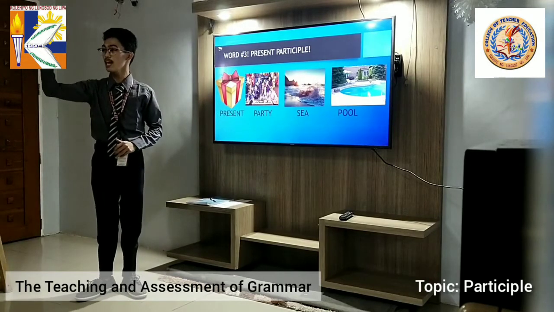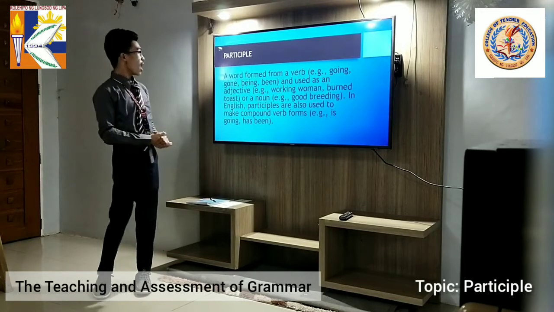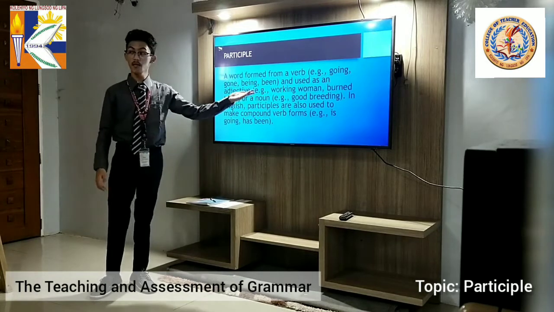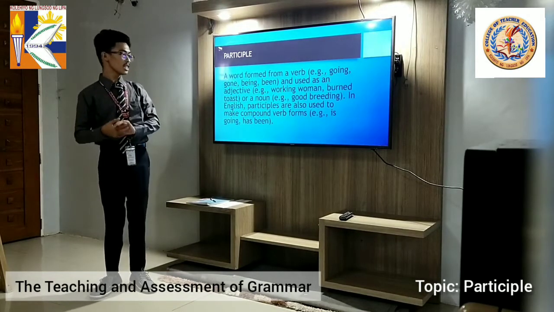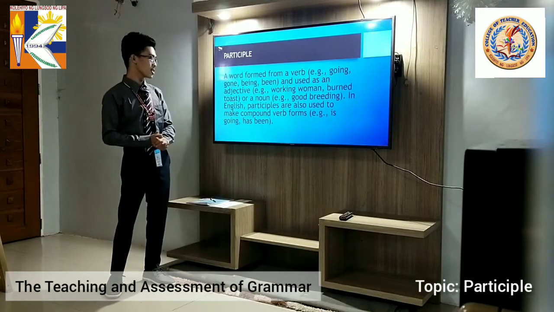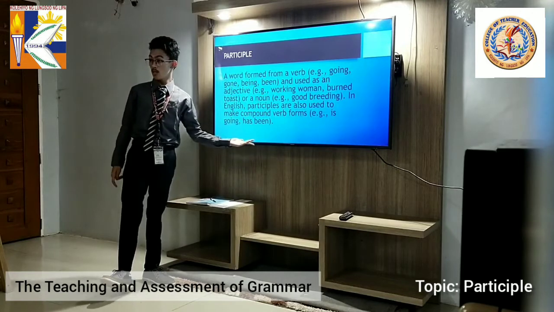Okay, so we have here participle and its two kinds. We have the present and the past participle. Let's talk about participle now, okay? A word formed from a verb. We have here examples: going, gone, being, and been. And it is used as an adjective or a noun in a sentence. In English, participles are also used to make compound verbs. For example, is going or has been, okay?